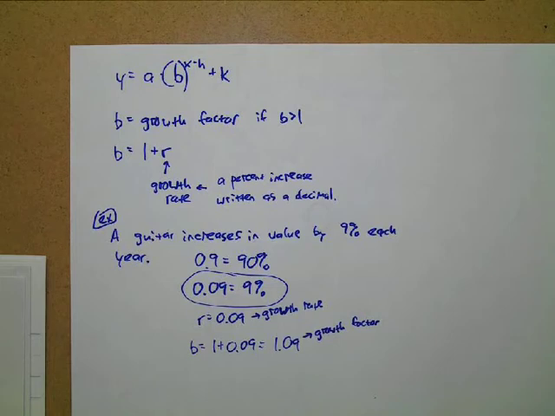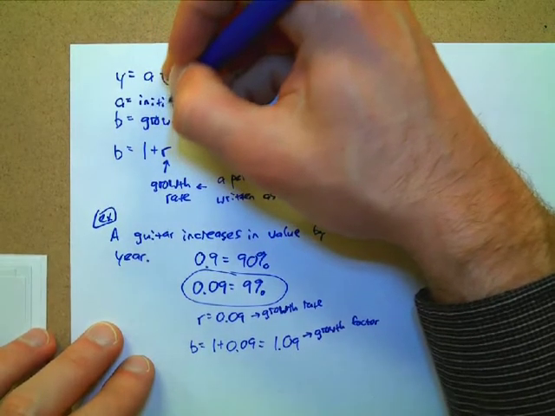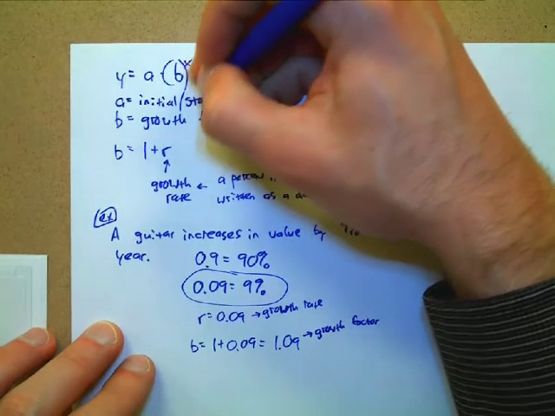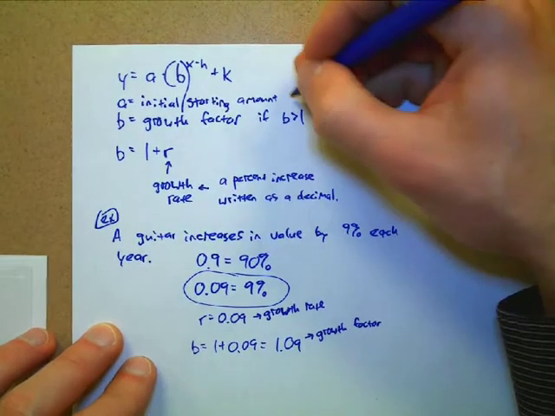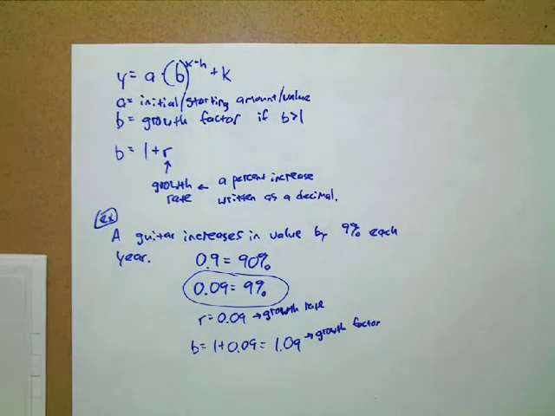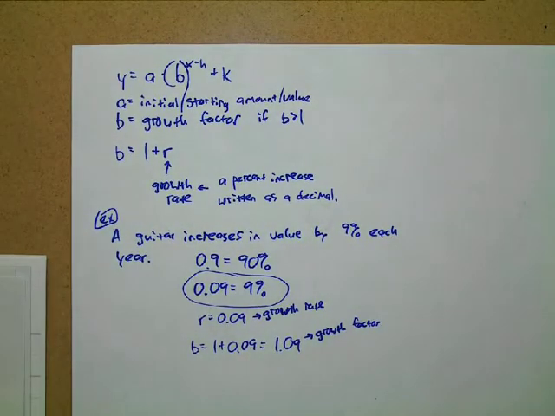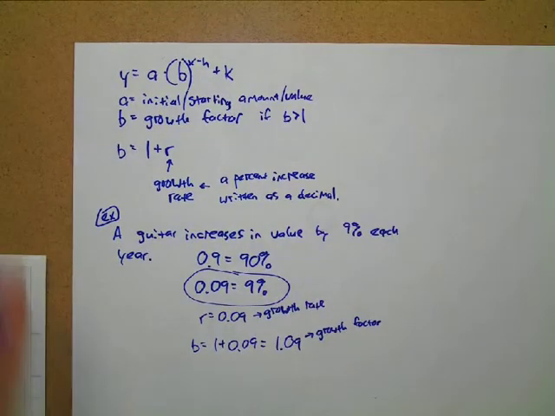One other thing here, a, that is the initial or starting amount or value. So if the guitar was originally worth $100, you put 100 in for a, stuff like that.